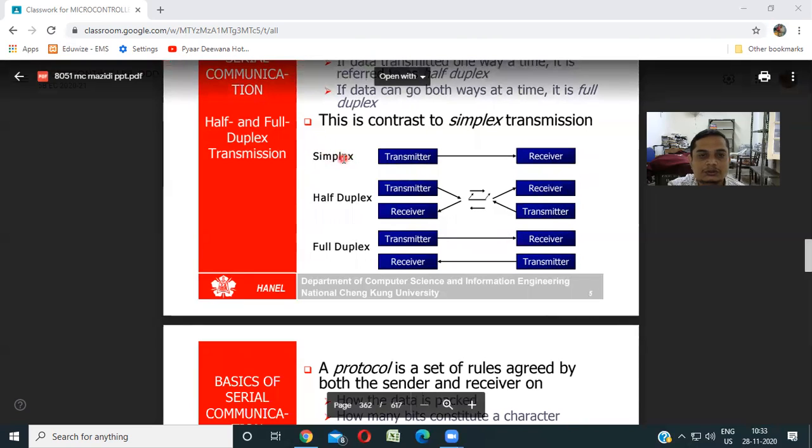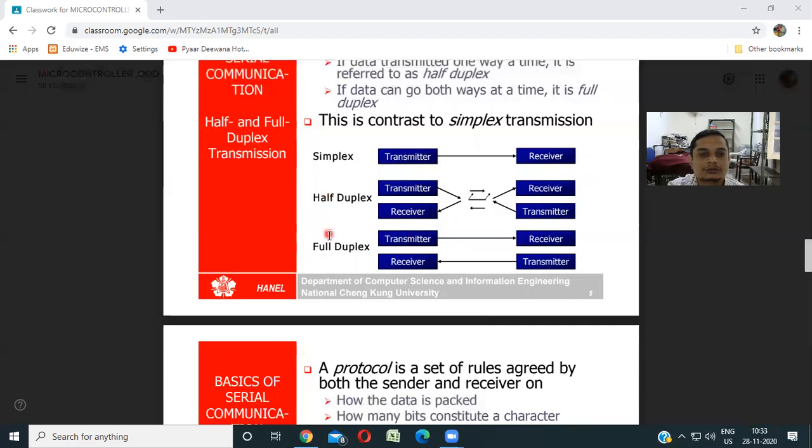So these are the three methods. Please remember simplex, half duplex and full duplex.